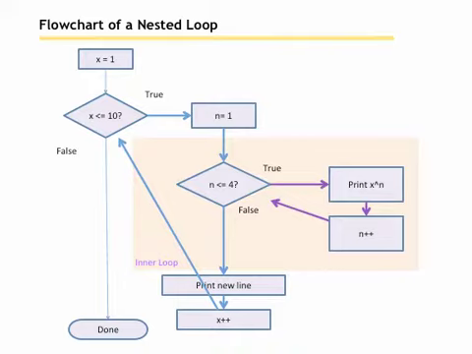So you would do that inner loop, the part that's shaded, for each column per row. Once you're done looping through your inner loop, you would print a new line, go to the beginning of the next line, and increment your outer loop control variable, in this case x++, and then go back and test x less than or equal to 10. So each single time through the outer loop, the inner loop will run all the way through.